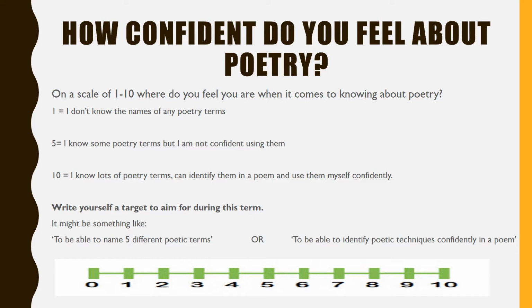So give us a number and then write yourself a target that you're going to aim for during this term. So it might be like being able to name 5 different poetic terms and use them confidently, or to be able to identify poetic techniques in a poem so that when we're looking at new work, you are able to spot them and use them confidently.